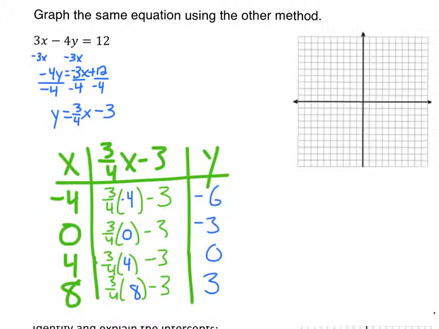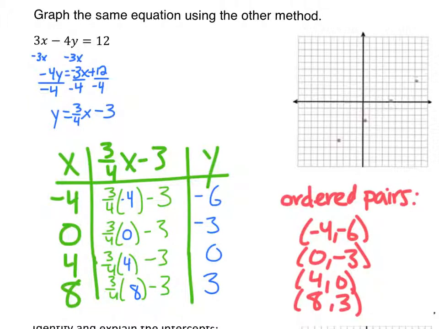Be careful with your powers, and be careful with your cancellations. We should get the points (-4, -6), (0, -3), (4, 0), and (8, 3). And it's helpful to write these out to the side. And then I'll graph them. Luckily, they came out in a straight line, which means that I graphed them accurately. So I'll connect them with a line, put arrows on the end, and I'll label it with the equation, either the old or the new one.